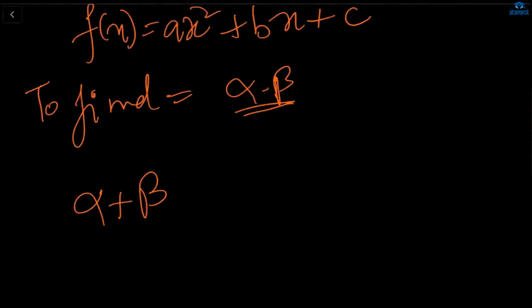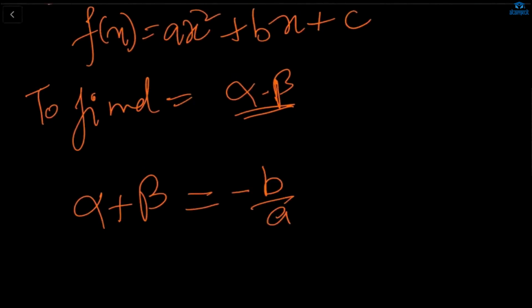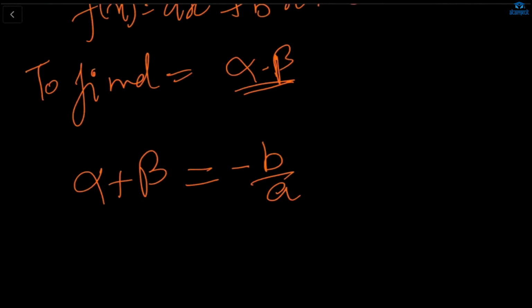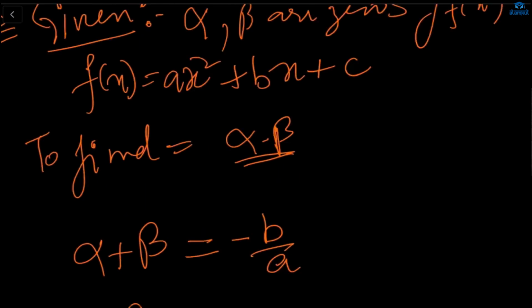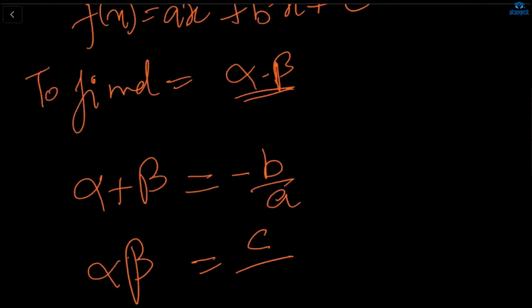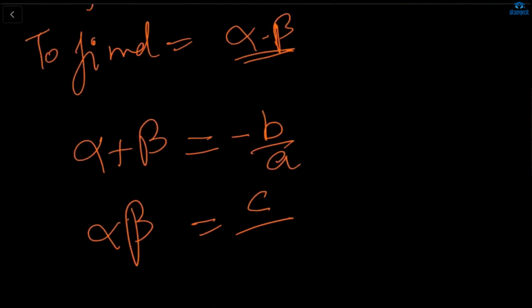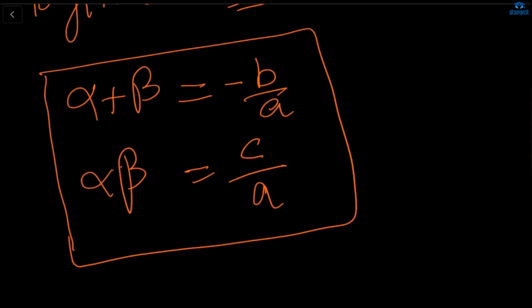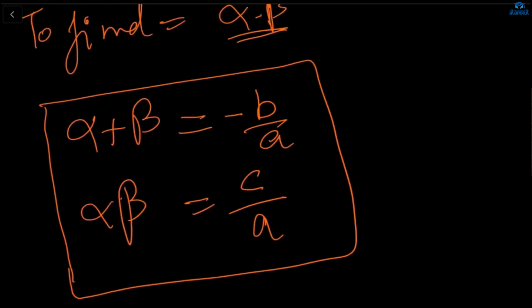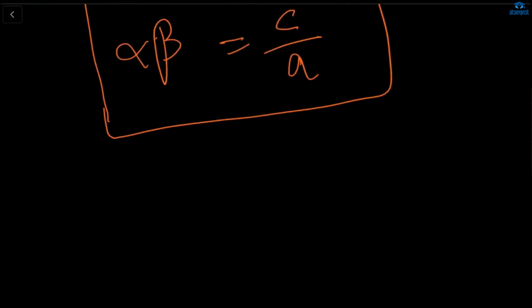So what will be the sum of the zeros? The sum of the zeros is minus b by a. Yes, am I right, Shazan? Yes, ma'am. Okay, now what will be the product of the zeros? The product of the zeros is the constant term, that is here c, by the coefficient of x square. The coefficient of x square is a. So from the given condition, you know the sum alpha plus beta and the product of alpha and beta. Now, how can you find out alpha minus beta?